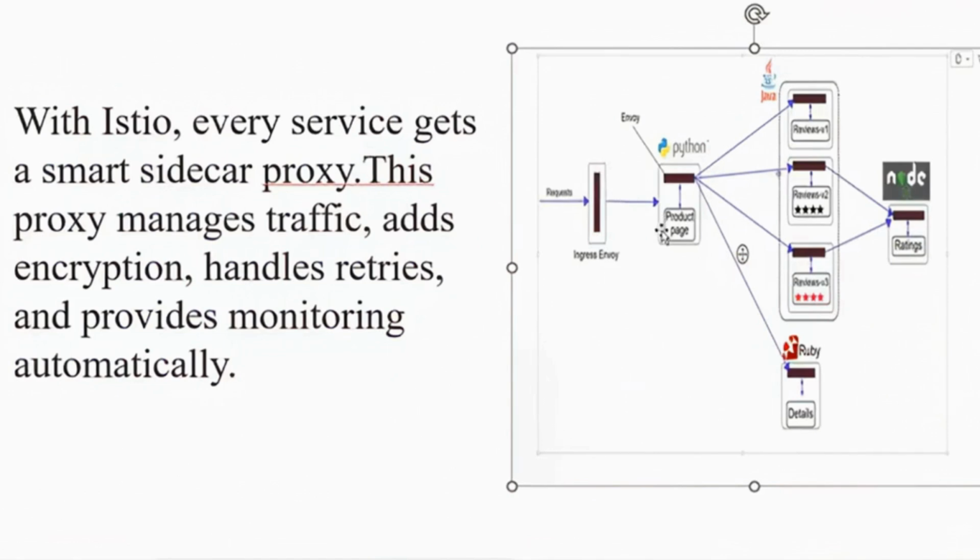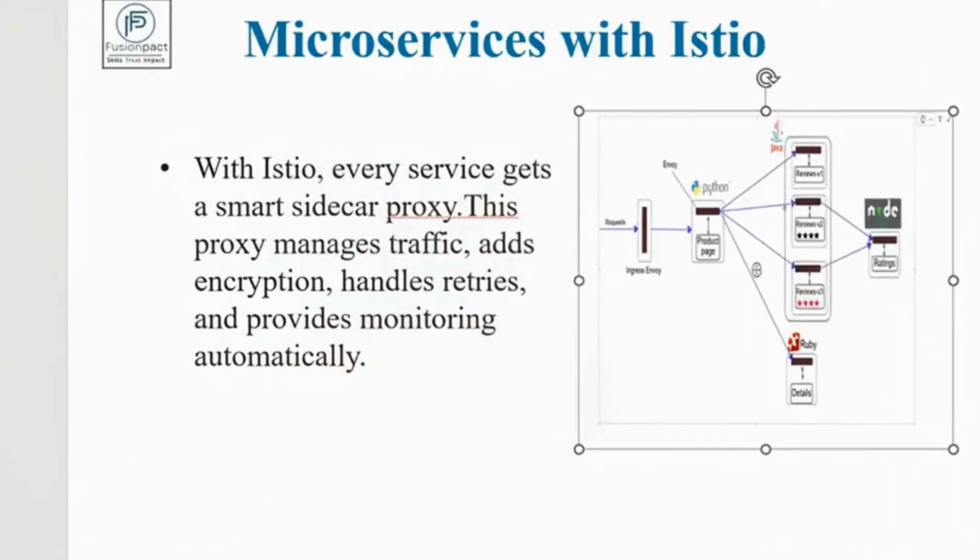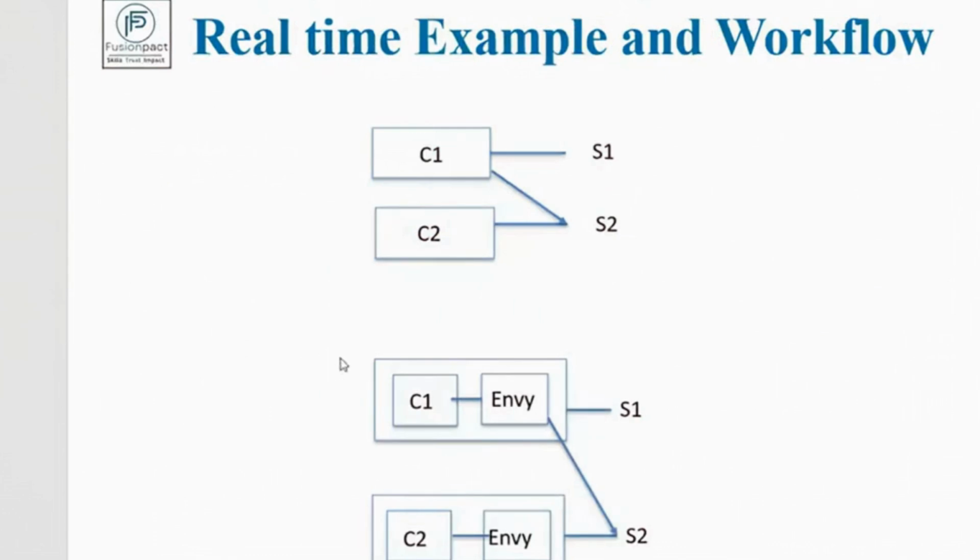If the product page wants to communicate with the details page, it first sends the request to its sidecar, and from this sidecar the request goes on, and only from there is the request sent to the details page, so that you can see the detail content in the home page. By this approach we can ensure traffic control and also assure security. Let me explain it with a real-time example and workflow of how it works.